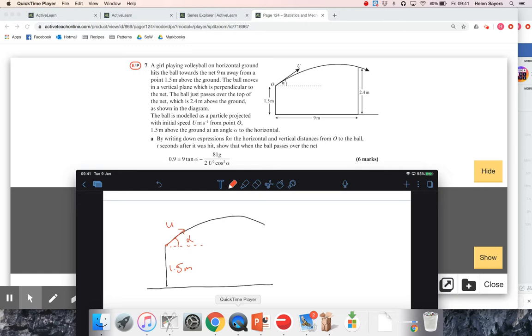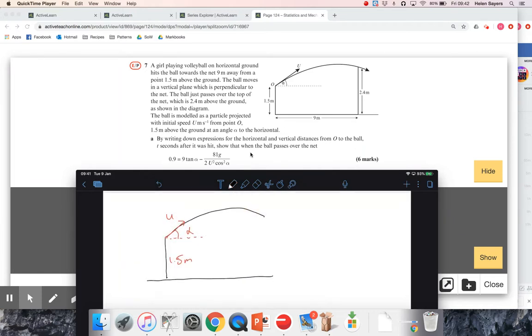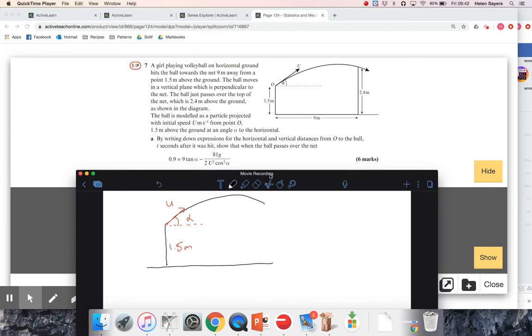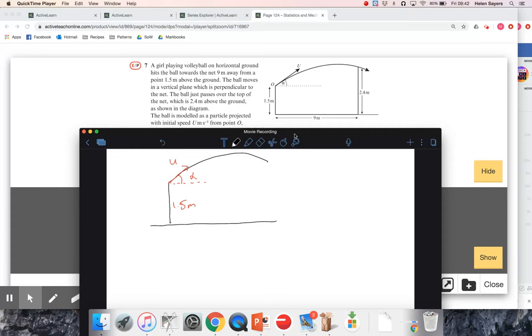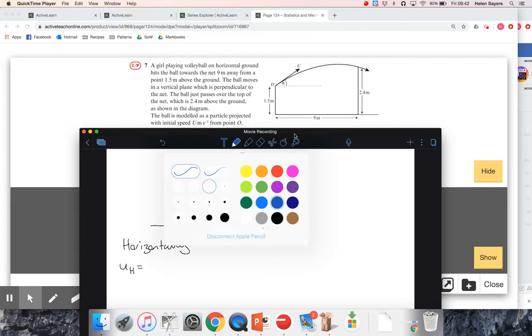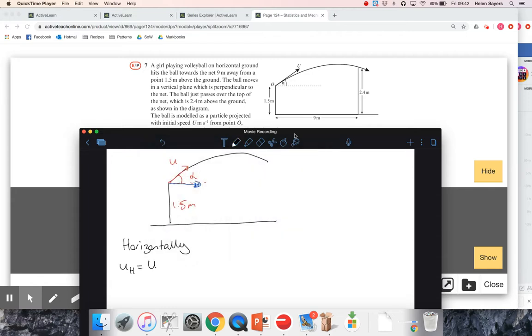Okay, so let's think about distances. So let's go horizontally first, because that's pretty much always the easier way to go. So let's cover that up. Okay, so because we don't have any acceleration in the horizontal direction, what do I know horizontally? Well, I know that the initial horizontal velocity, so that component of the velocity is going to be capital U, and that's adjacent to angle alpha, so that's going to be U cos alpha.